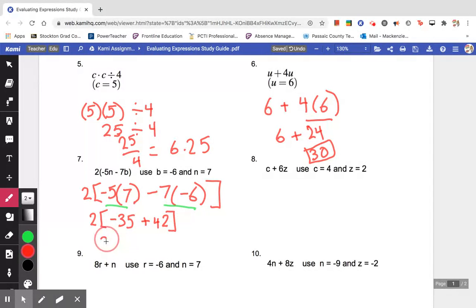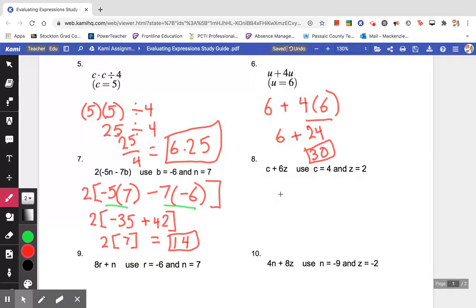So then I'm going to continue working inside the bracket. So negative 35 plus 42 will be a positive 7. So then our last thing to do here is a number outside of a bracket or parentheses means to multiply. So my answer here is 14. So that will be my answer to number 7.